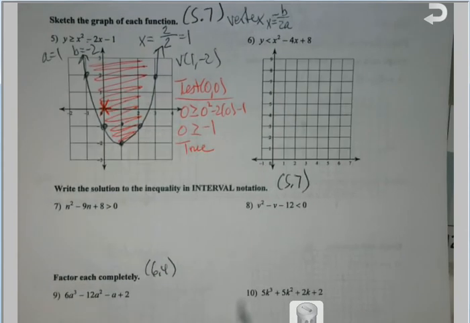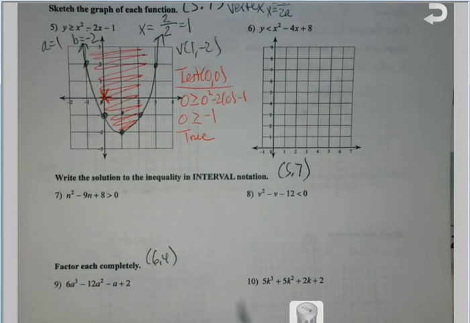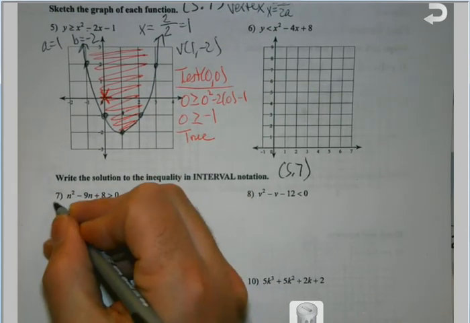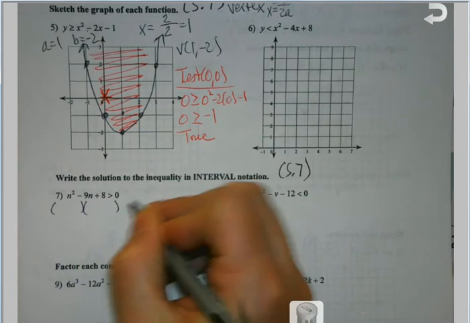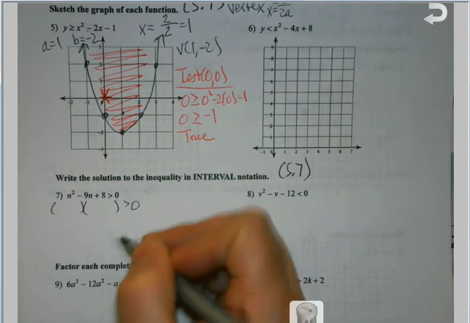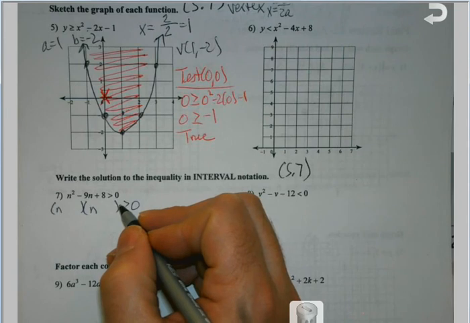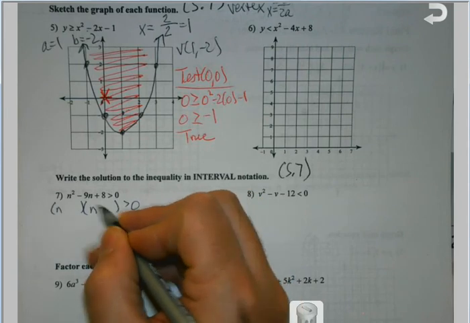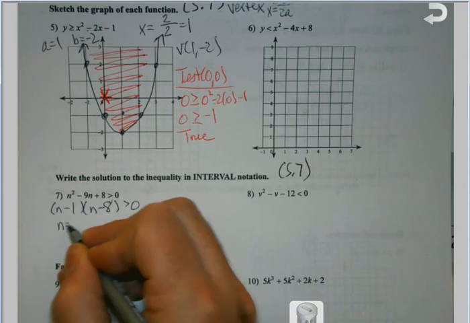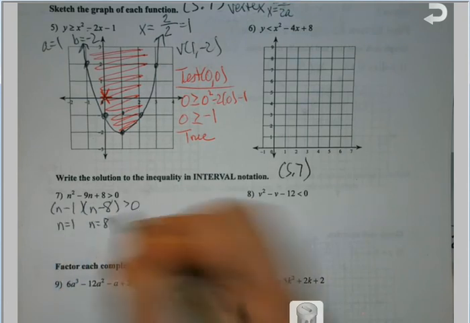Write the solution to the inequality in interval notation. Okay, we're going to factor first because we need to know what our x values or our zeros are going to be. Multiplies to -8 and adds to -9. Negative and negative. Oh, 8 and 1. Okay. So n equals 1 and n equals 8.